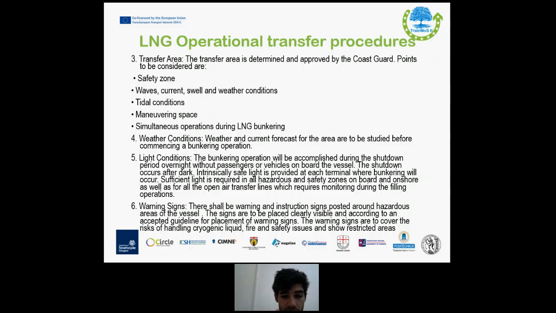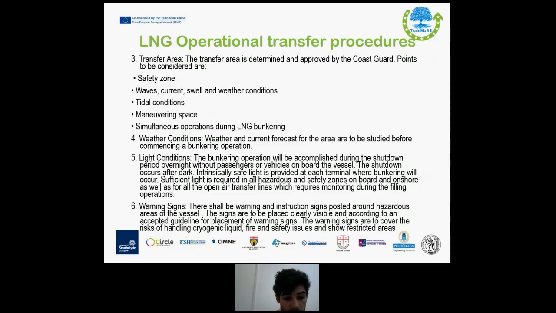Intrinsically safe light is provided at each terminal where bunkering will occur. Sufficient light is required in all hazardous and safety zones on board and on shore, as well as for all the open-air transfer lines, which require monitoring during the filling operations.